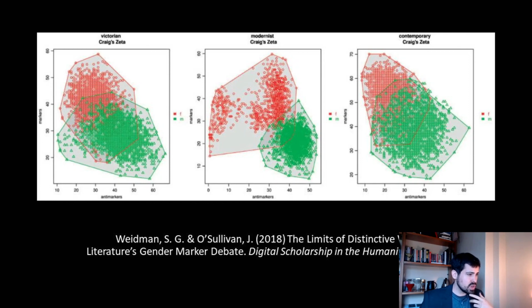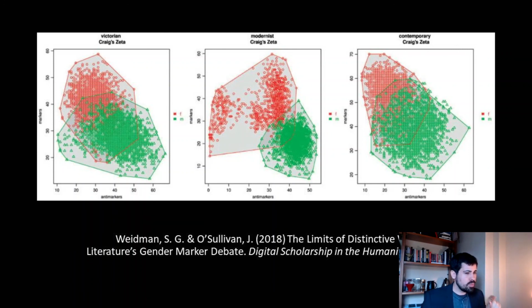And myself and Sean Weidman, my colleague who I wrote this current paper with, the paper I'm referencing now, we drew out some of these issues and responded to Hoover and some other papers on this topic, because there's a few. It's kind of an ongoing debate.